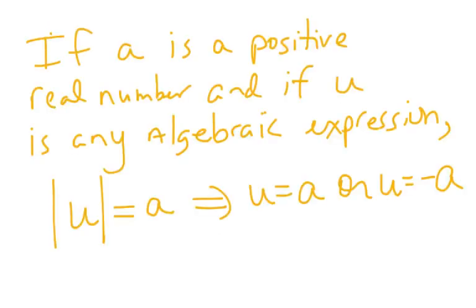Okay, so now we're going to apply this to equations. If A is a positive real number and U is any algebraic expression, then the absolute value of U equals A is equivalent to U equals A or U equals the negative of A. When you solve these equations, you should spot check your solutions. Let's run through, I think I want to do just 6 examples for you. Let's start with the first one.